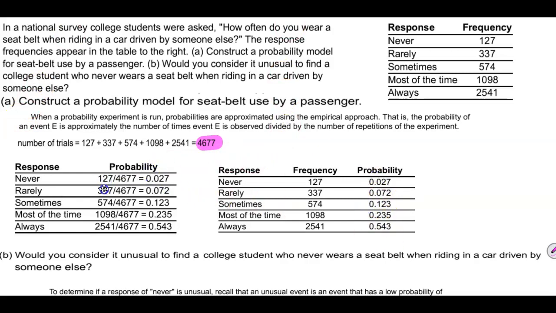So what we're going to do now, in order to create another column, which is called a probability column, is take each individual frequency and divide it by the total number of trials. So you can see here we take that number 127 divided by 4,677, and then we do the same for each other element to get that probability. So the probability of never is 0.027, rarely is 0.072, sometimes is 0.123, most of the time is 0.235, and always is 0.543. And you can see here that this has now created our new column, which is the probability.